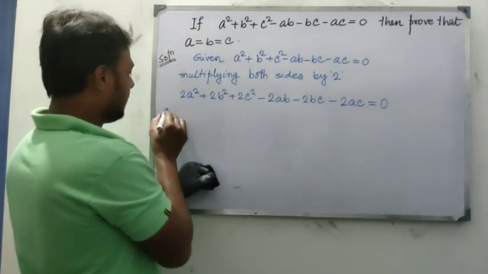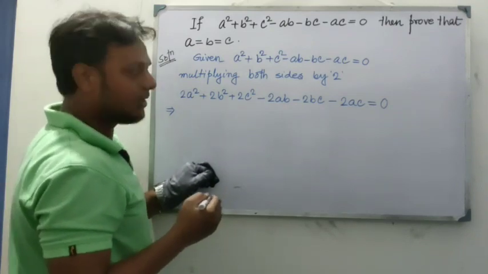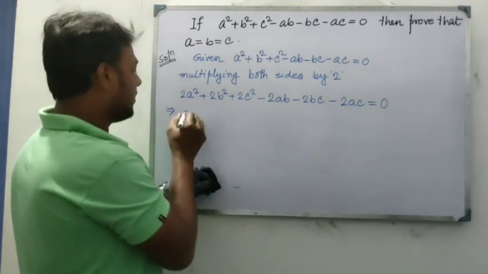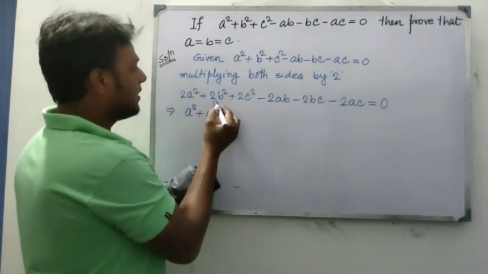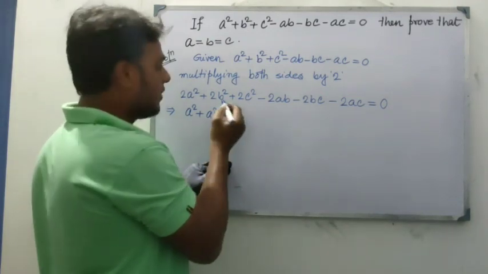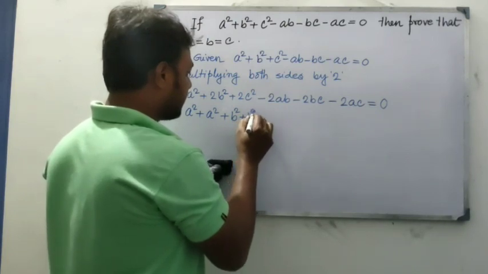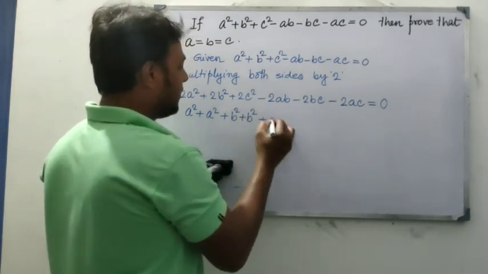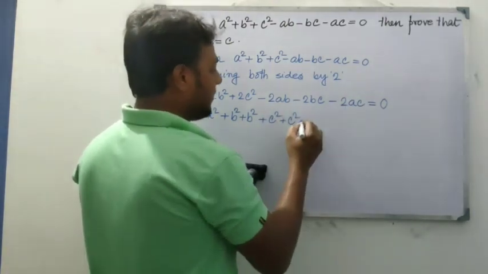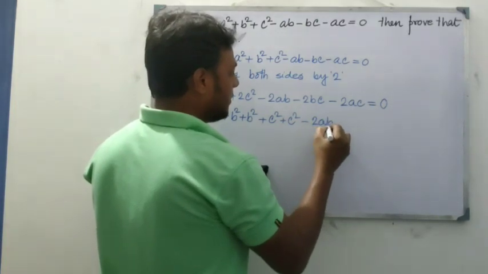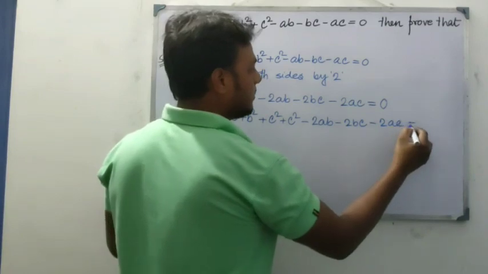Okay, now break this 2a square into a square plus a square. a square plus a square means 2a square. So I am writing a square plus a square in the place of 2a square. Similarly, in the place of 2b square, you have to write b square plus b square. In the place of 2c square, again we are considering c square plus c square. Now keep unchanged all the rest terms. So minus 2ab minus 2bc minus 2ac equals to 0.